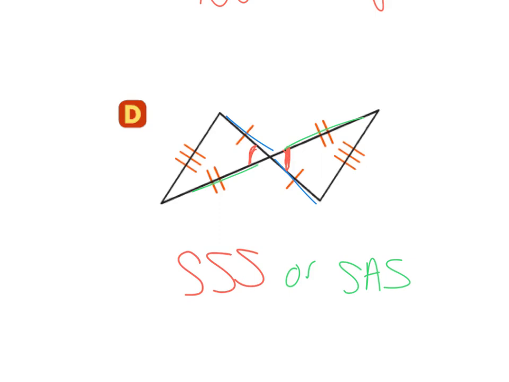And this was a short lesson. That is it for 4.2, side, side, side, and side, angle, side. There are a few more, but that's all we're getting to in this lesson.